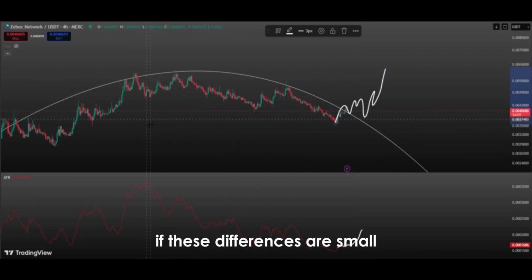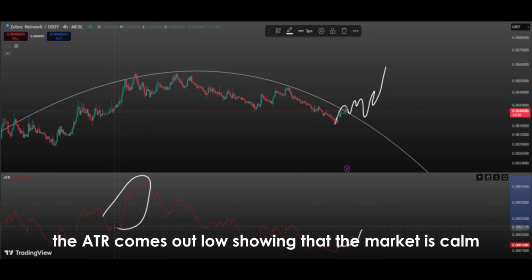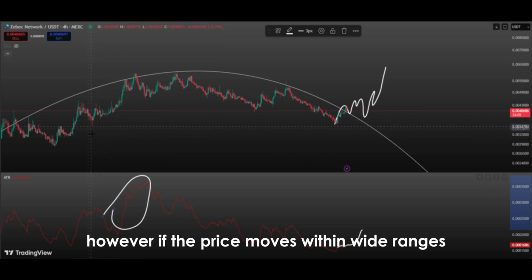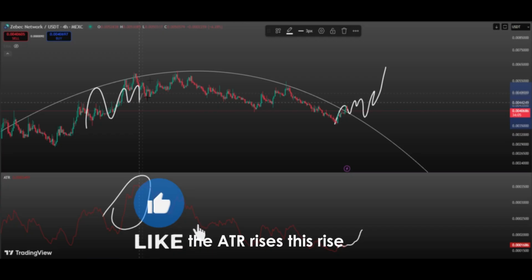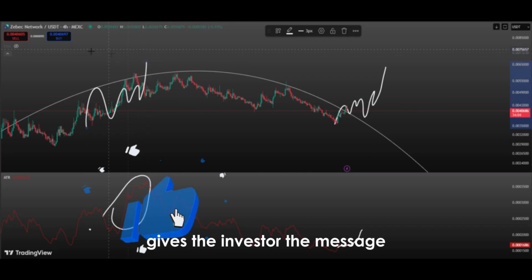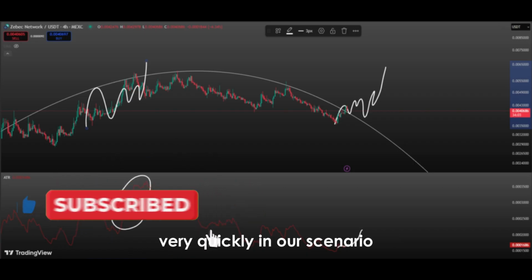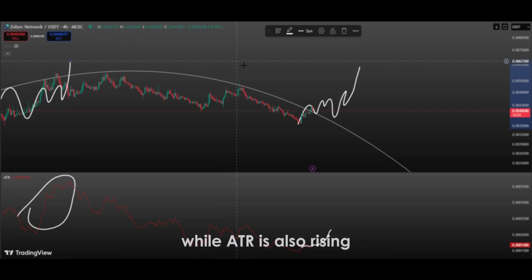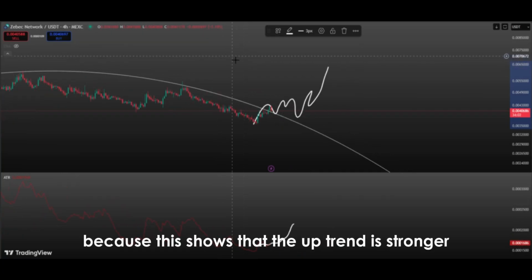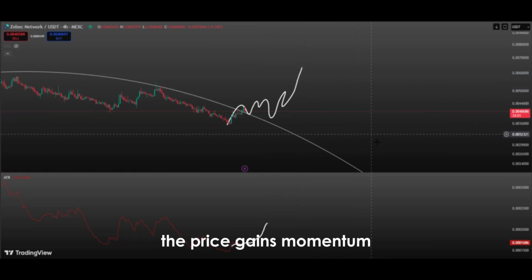If these differences are small, meaning the price is moving within a narrow range, the ATR comes out low, showing that the market is calm. However, if the price moves within wide ranges, such as a sharp rise one day and a sharp pullback the next, the ATR rises. This rise gives the investor the message that the market is now more active, meaning the price may rise or fall very quickly. In our scenario, it is particularly important that the price is trending upward while ATR is also rising, because this shows that the uptrend is stronger. When volatility combines with an uptrend, the price gains momentum.